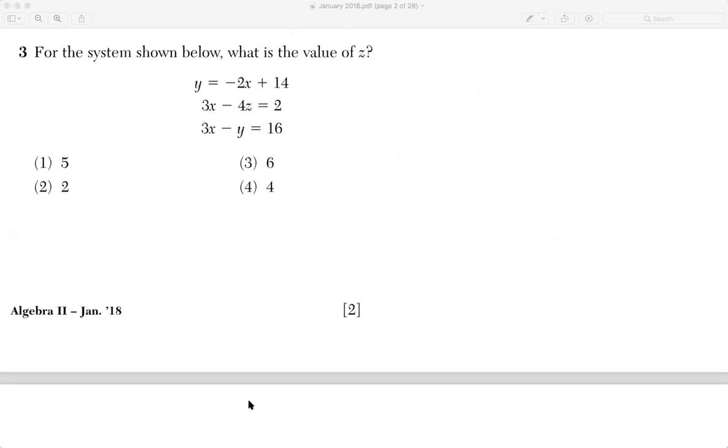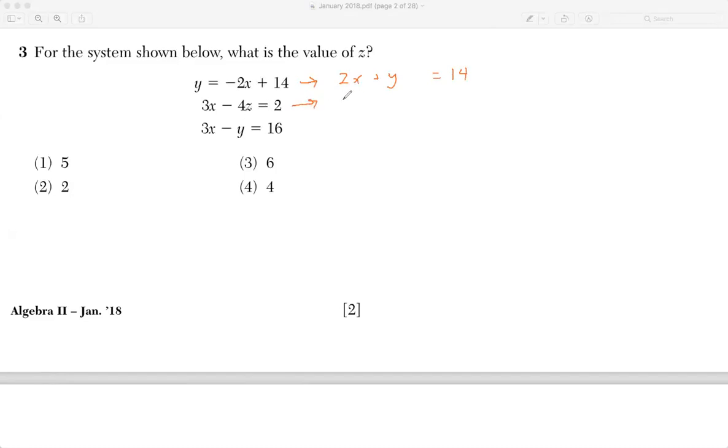For the system shown below, what is the value of z? Let's go through this. We're going to do this in class in a unit coming up, but I'll just show you how it's done. This is like system of equations. So what you want to do is first convert all of these equations so that they have the constant on one side, but that all of the variables are lined up. So we're going to add 2x to this side. So this is going to be 2x plus y, and we're going to leave some space, equals 14.